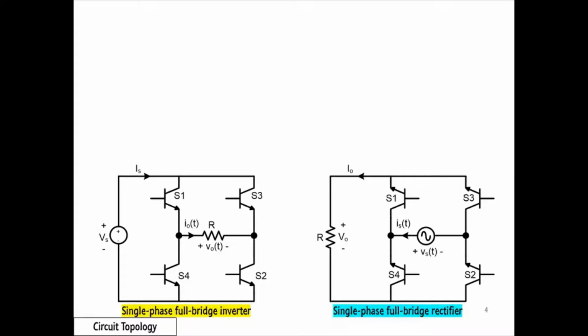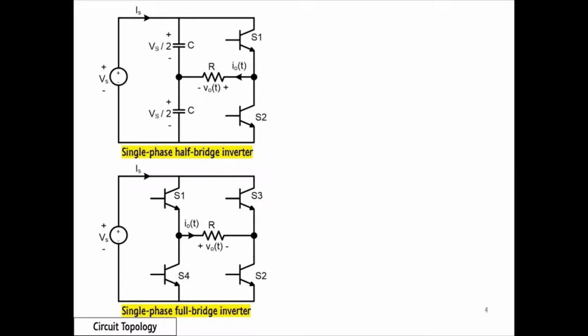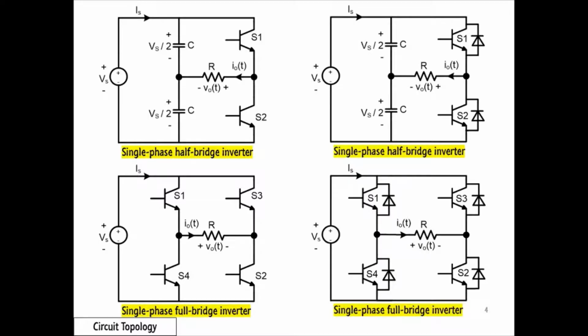Now, let's focus back to the circuit topology of the inverters only. For your information, each power switch in the inverter circuits is typically connected to a freewheeling diode in inverse parallel connection. Hence, when the inverters are supplying an inductive load, the diodes will ensure a continuous current flow of the inductor current.